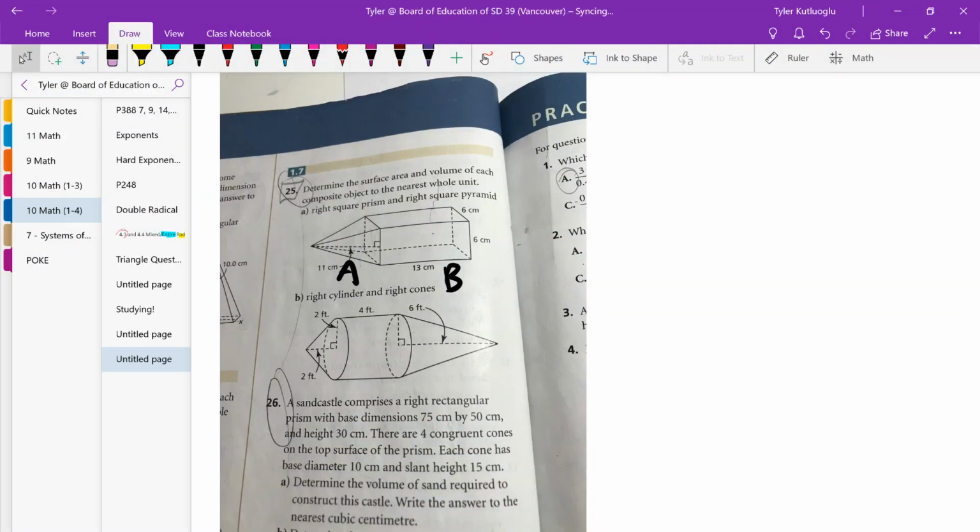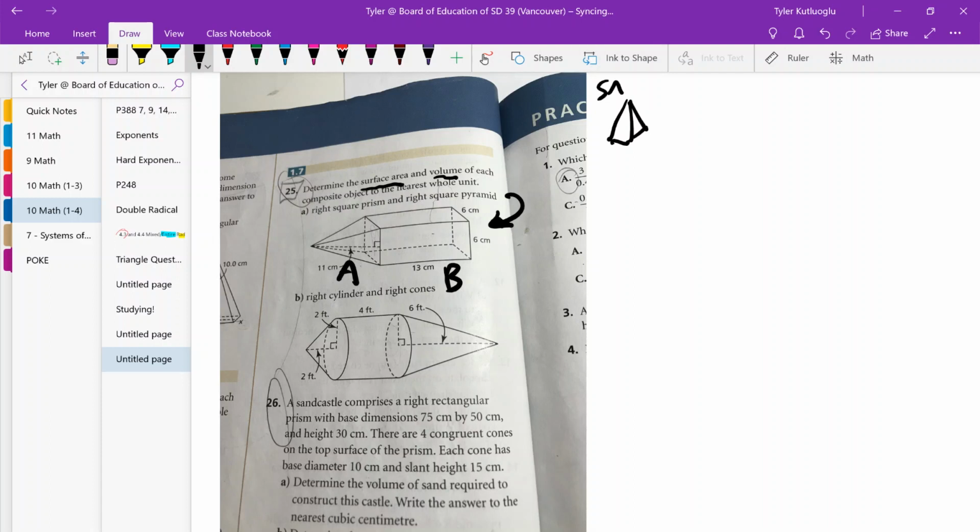All right, so we're going to do question 25. We're going to try and find the surface area and the volume of this weird composite shape right here. So to do this, I'm going to do surface area first. Let's do the surface area of the triangular prism. Sorry, the triangular pyramid, because it's a square-based pyramid.